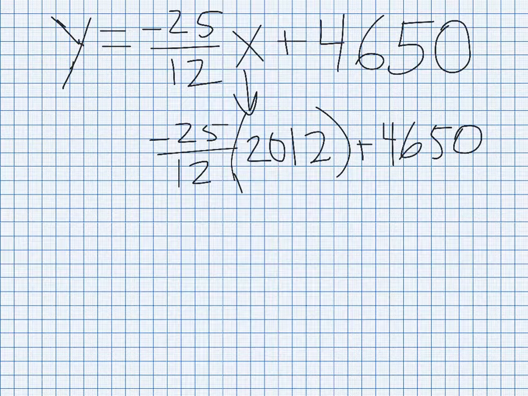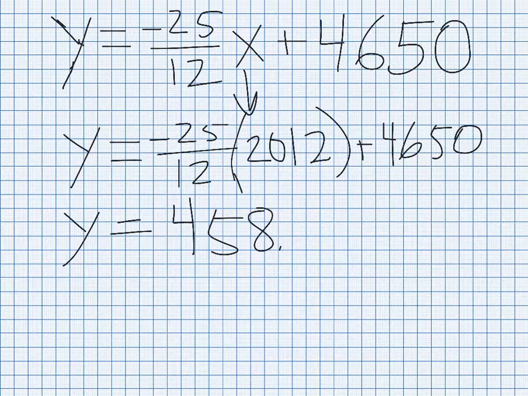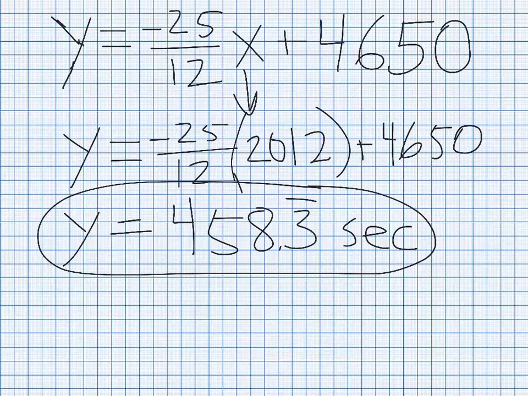And using a calculator here, I took the fraction times 2012, and then I added 4,650, and my approximate answer is that y is around 458.3 repeating, which if you look back at the graph, that's talking about seconds. So I'm predicting that in 2012 the winning time will be around 458.3 repeating seconds. And you can look in the book, it has an answer really close to that, but their answer is based on a different equation. So keep that in mind.